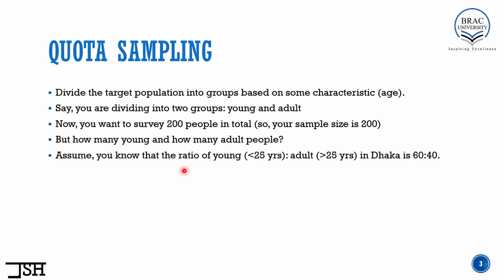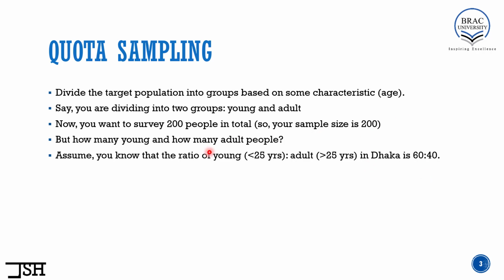Assume you know that the ratio of young people and adult people in Dhaka is 60 to 40. And by young people, I mean people less than 25 years old, and by adults, I mean people greater than 25 years of age. So yes, from here, I know that the ratio of youths and adults in Dhaka is 60 to 40.